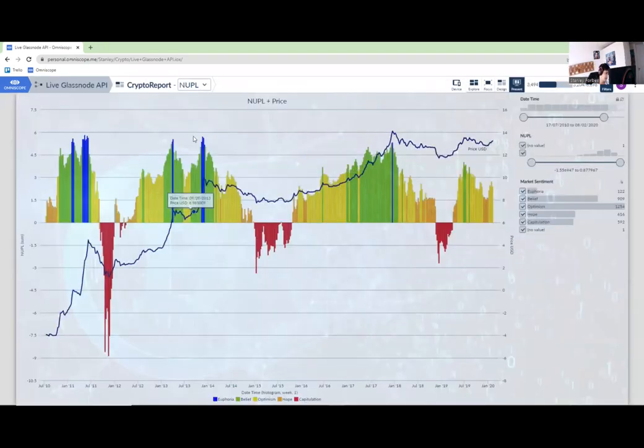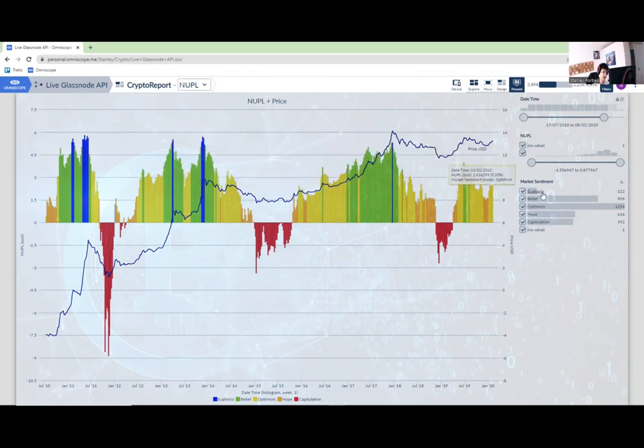Okay, so here we take a look at the NUPL metric. This metric stands for net unrealized profit loss, and it takes a look at the difference between the unrealized profit and the total unrealized loss in the market on each coin. So here we have the price of Bitcoin in blue, with the NUPL metric shown as the bars.